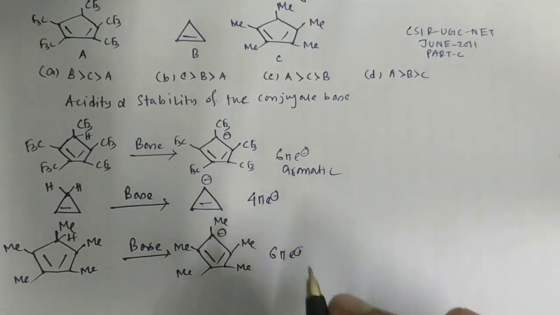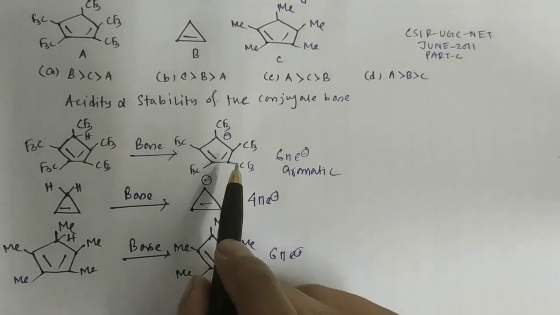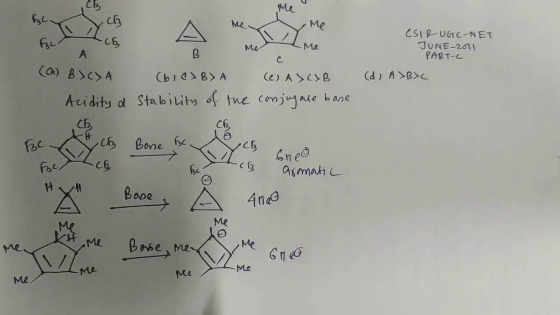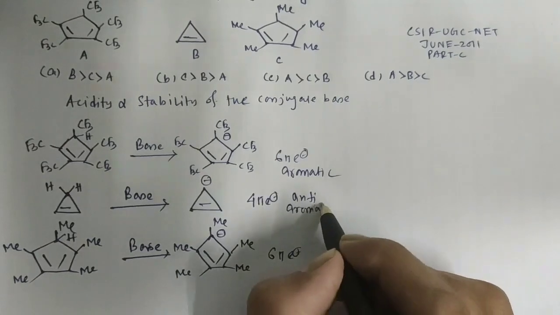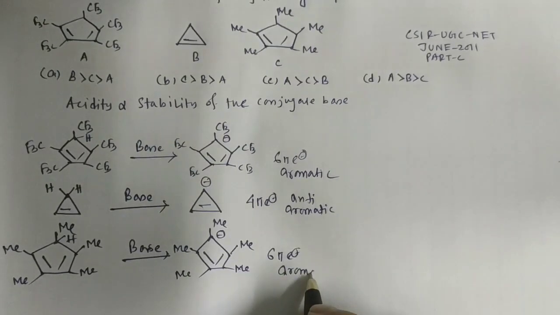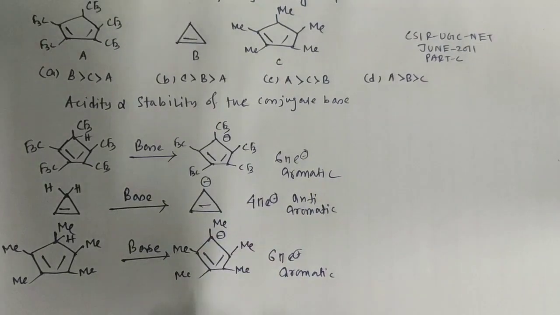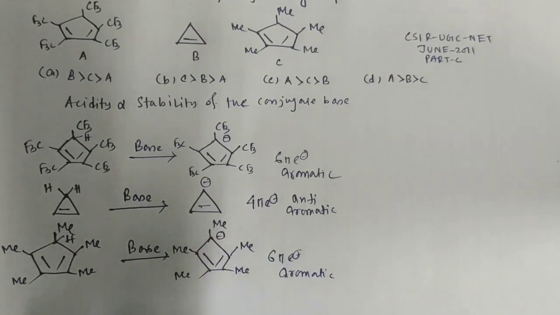Because of Huckel's rule, we know that Huckel's rule is 4n plus 2 pi electrons. So here 6 pi electrons, that is n equal to 1. And anti-aromatic compound is following 4n pi electrons. So here 4 electrons, that is, it is anti-aromatic compound. And in the last conjugate base, we can see this is also aromatic compound. So B will be the least acidic compound, okay, because this will form a very unstable anti-aromatic conjugate base.